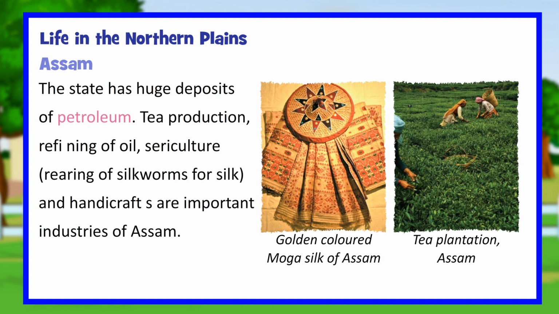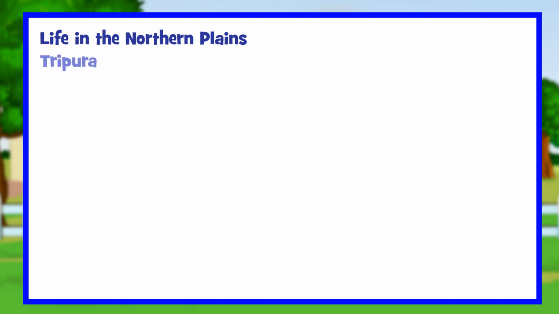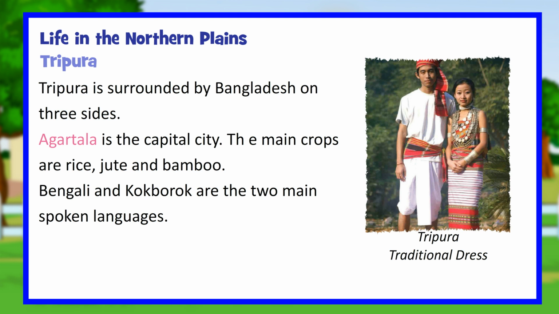Tea production, refining of oil, sericulture, rearing of silkworms for silk, and handicrafts are important industries of Assam. Tripura. Tripura is surrounded by Bangladesh on three sides. Agartala is the capital city. The main crops are rice, jute and bamboo. Bengali and Kokborok are the two main spoken languages.